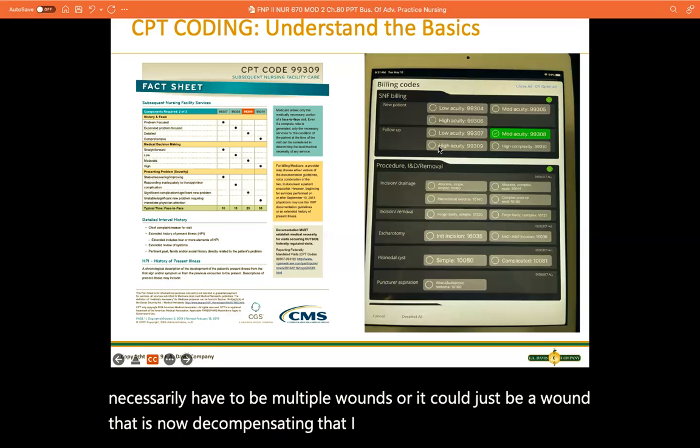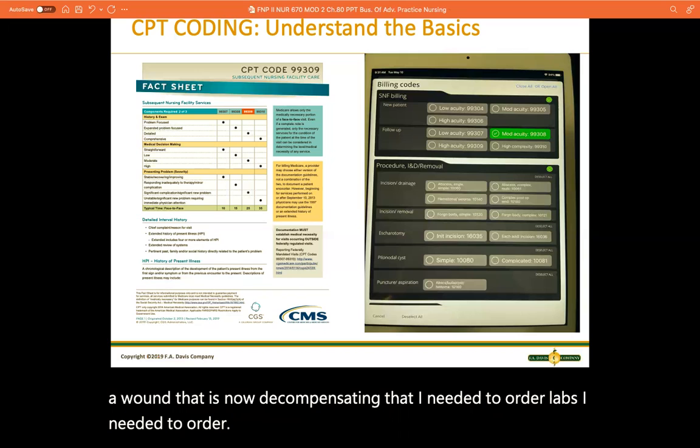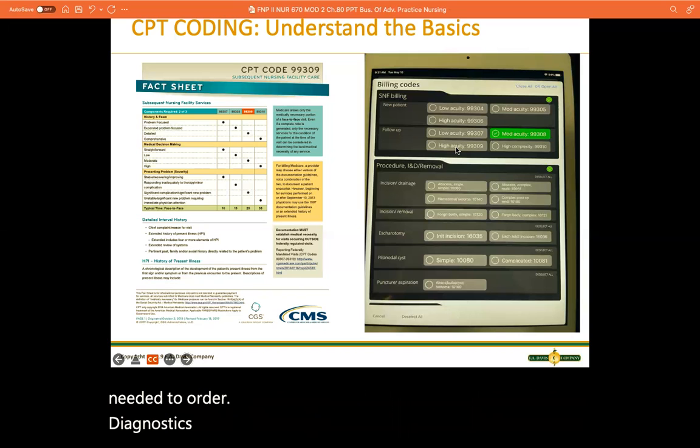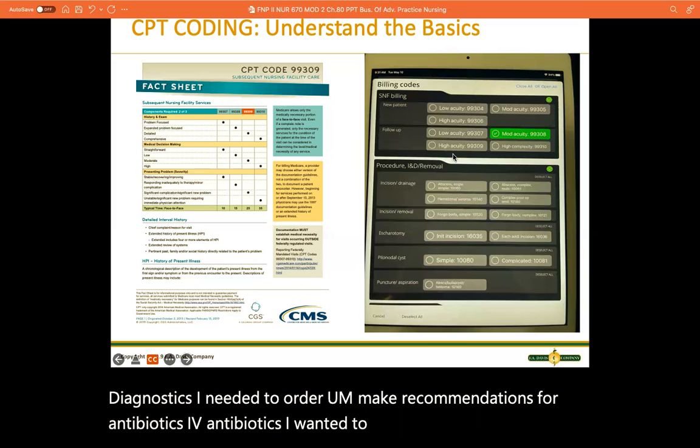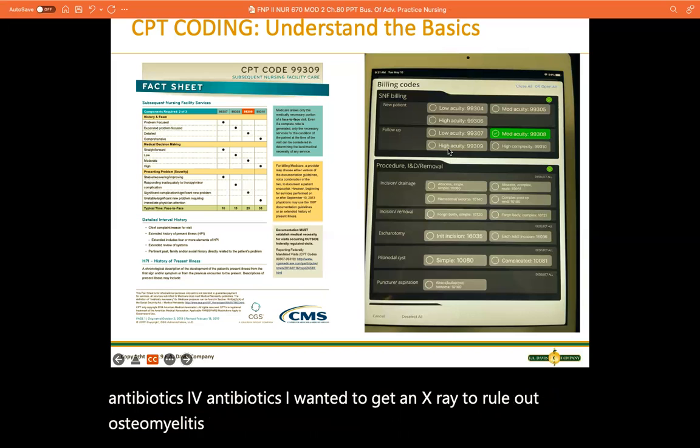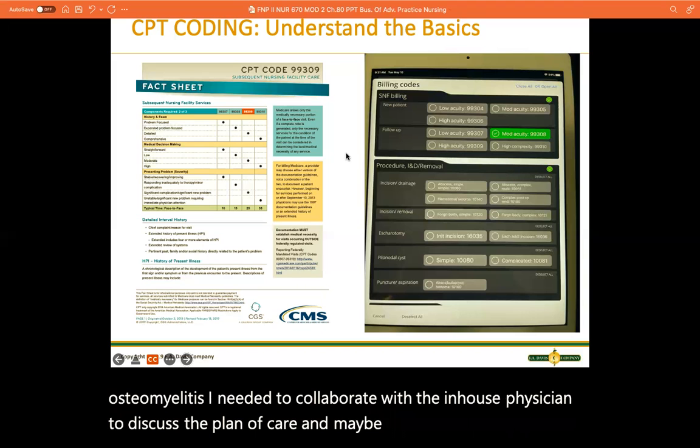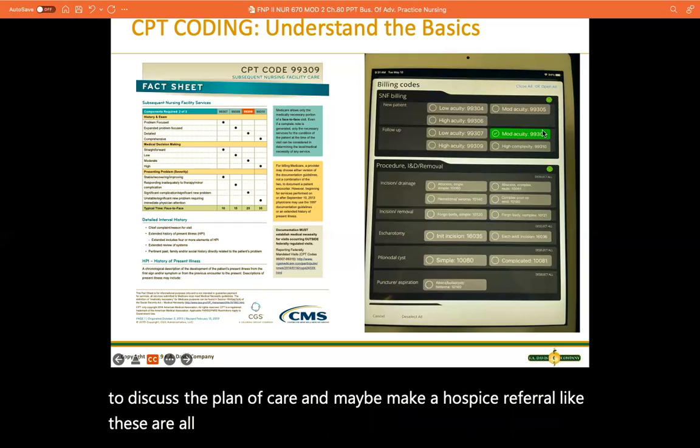I needed to order labs, I needed to order diagnostics, I needed to make recommendations for antibiotics, IV antibiotics. I wanted to get an x-ray to rule out osteomyelitis. I needed to collaborate with the in-house physician to discuss the plan of care and maybe make a hospice referral. These are all things I would be documenting to justify my moderate or high acuity.